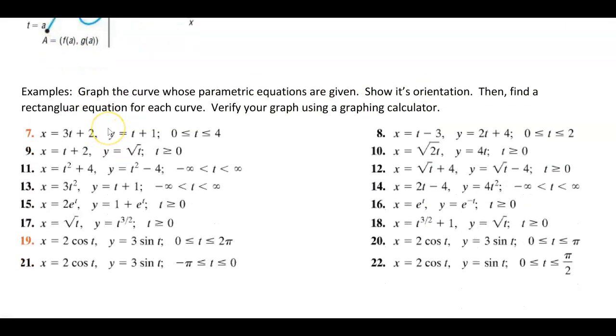So let's look at a few examples. We're going to start with number 7. We'll do a couple of these. So what's happening here is we've got a set of parametric equations. We are going to graph these by hand. Then I'll show you how to use Desmos to graph it. And we want to show the orientation, and then we're going to find a rectangular equation for the curve.